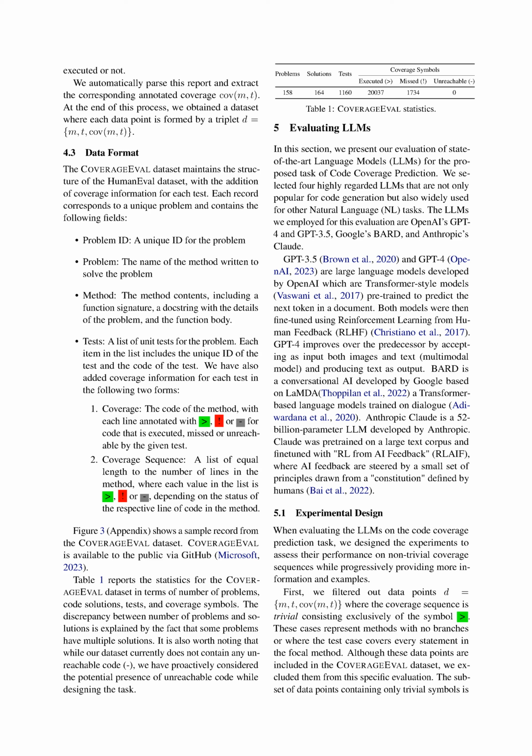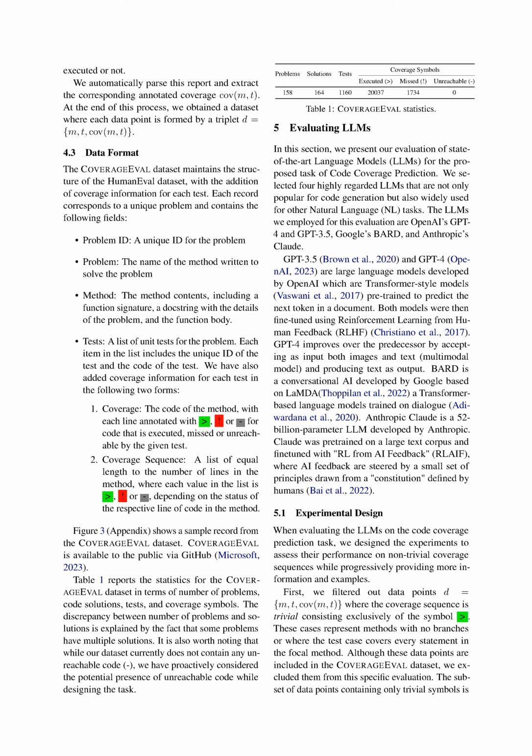Section Summary. The Data Format section describes the structure of the CoverageEval dataset, which includes problem IDs, problem descriptions, methods, and unit tests. It also introduces the coverage information for each test, represented as annotated code or a coverage sequence. The Evaluating LLMs section presents the evaluation of 4 popular language models, LLMs, for the task of code coverage prediction, including GPT-4, GPT-3.5, Bard, and Claude, highlighting their features and training methods.